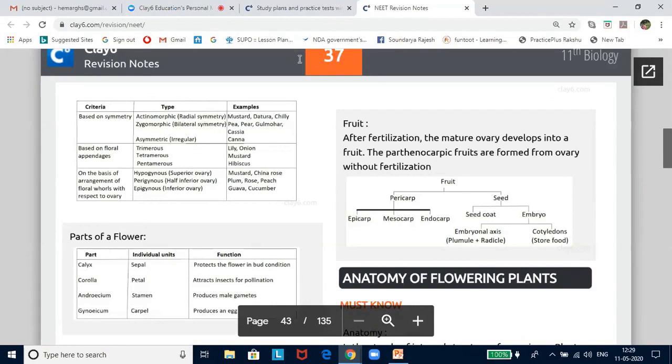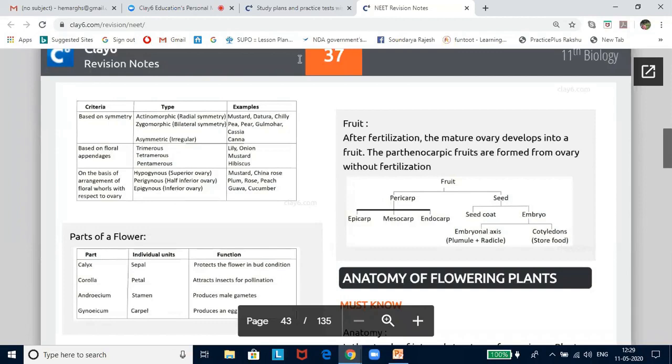Zygomorphic: if the flower is divisible into two halves in only one plane, then it is known as zygomorphic. It is analogous to bilateral symmetry of the animal kingdom. Examples: pea, gulmohar, and cassia. Asymmetric, irregular: it cannot be divided into any two halves, as in canna.